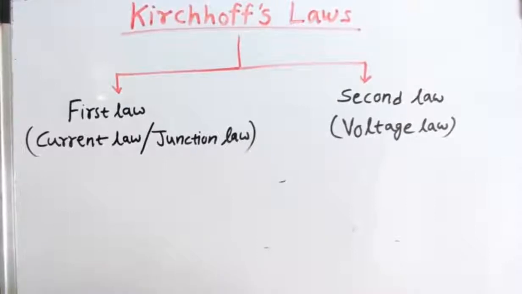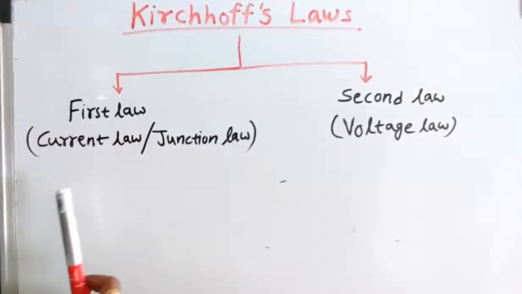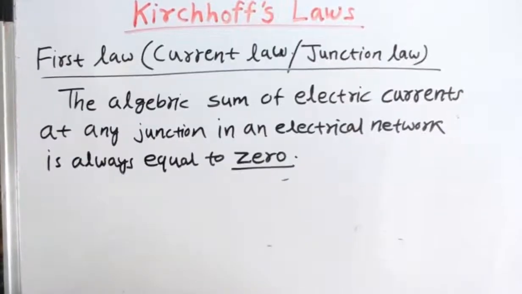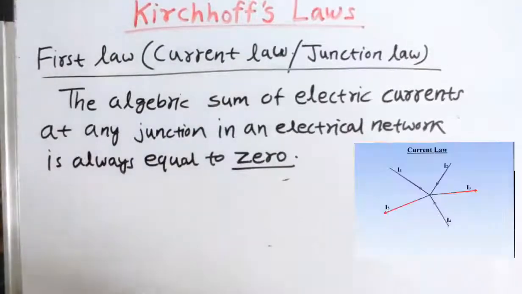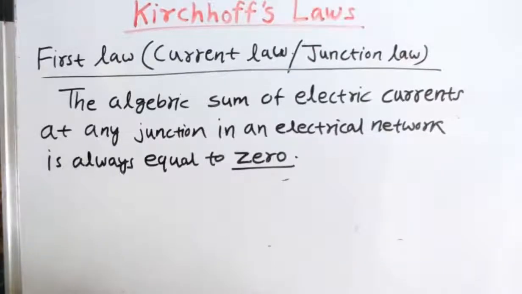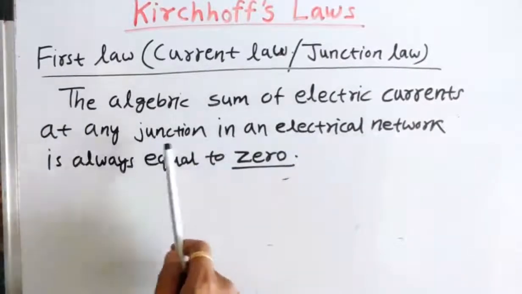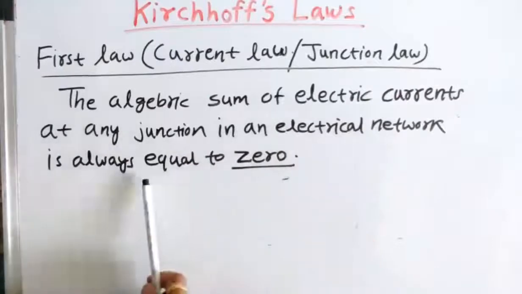So Kirchhoff gave us two laws. The first law is also called the current law or junction law, and the second law is the voltage law. Now let us discuss Kirchhoff's first law, that is, the current law or junction law. A junction is any point in the circuit where the current can split. Now let us see the statement of this law. The algebraic sum of electric currents at any junction in an electrical network is always equal to 0.